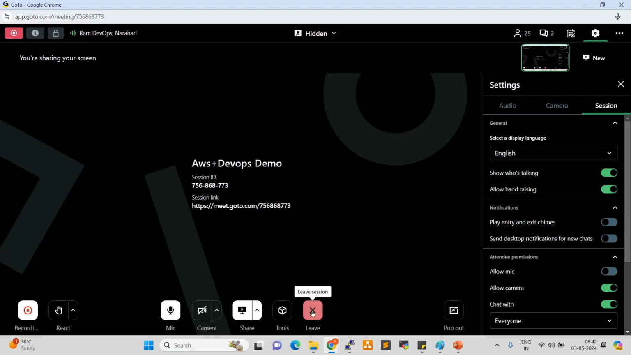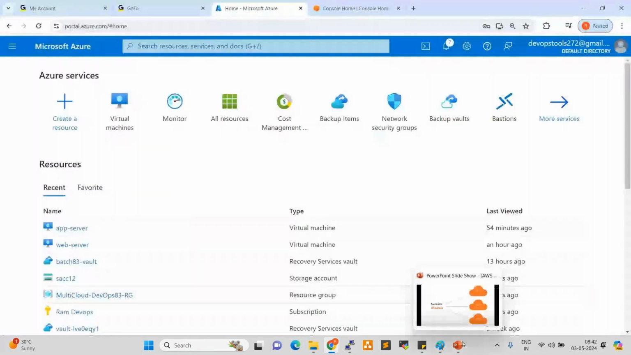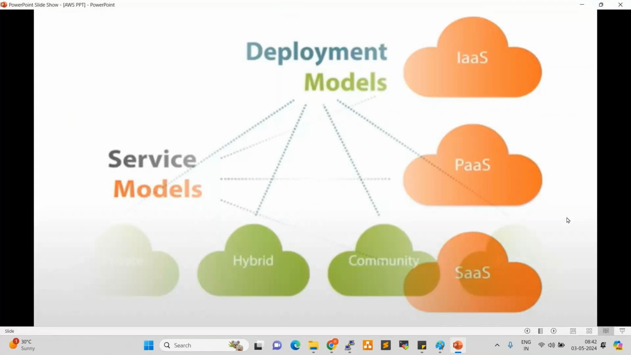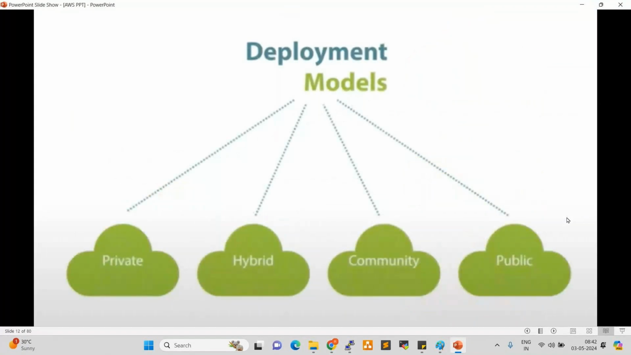Next one. Here, deployment models. We have four deployment models, which are private cloud, hybrid cloud, community cloud, public cloud. What is private cloud? It is the on-premises cloud, our local server room cloud, like VMware, Citrix, and hypervisor. Those come under private cloud. Our own office premises cloud.